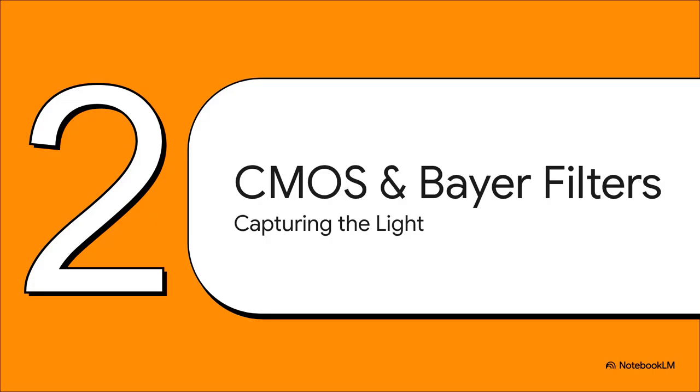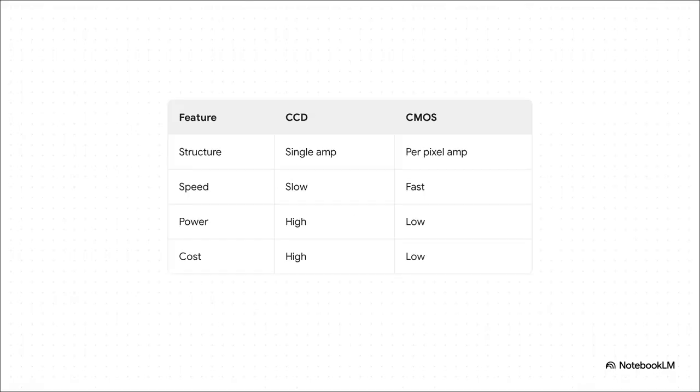Moving right along to part 2, CMOS sensors and Bayer filters, basically capturing the light. So historically, in the great battle of the camera sensors, CCD sensors were the gold standard. They had less noise in low light because they used one single amplifier for all the pixels. But, as we know, CMOS totally won the mobile race. Why? Well, CMOS uses separate amplifiers for each individual pixel, which makes processing speeds blazing fast.